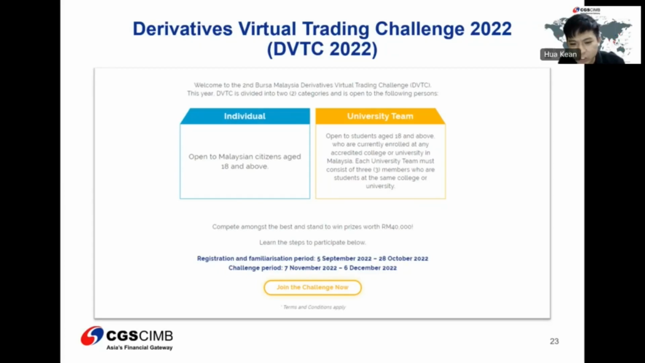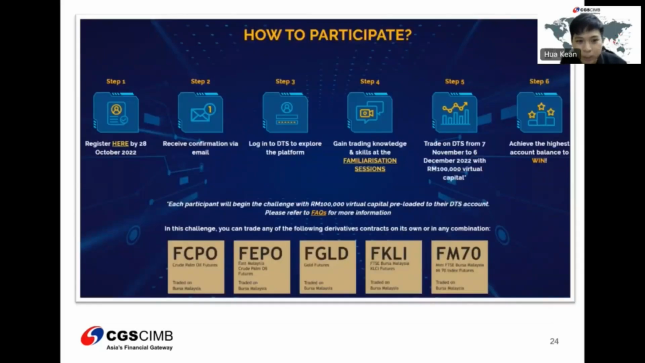Registration is going to end soon, on 28 October. So if you want to join, you need to be fast to register yourself. How to participate? Like I mentioned before, register by 28th October. You'll receive a confirmation via email. After you get the confirmation, you will get a link to download the DTS platform. That is the platform you're going to use to participate in this challenge. It's the same as QST, but they call it DTS here.